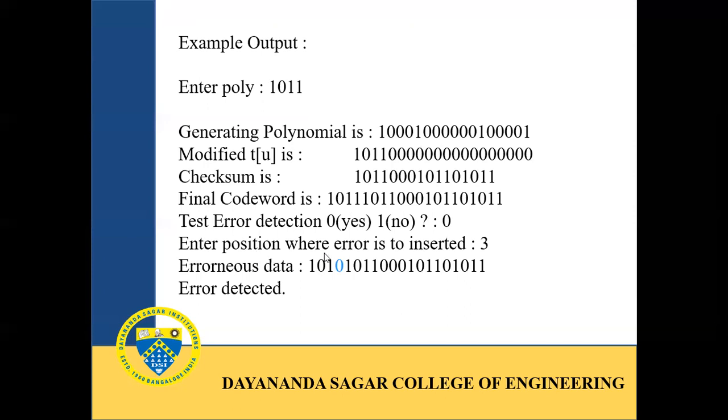And we'll ask the user to enter the error with the position 3. So when the error is entered, the program will find out whether there's an error or not. So the remainder is not zero. So the data is recognized that the error is detected. So this is a simple example of how error detection is possible in the data link layer.